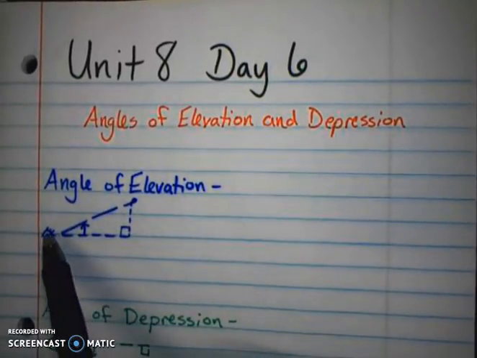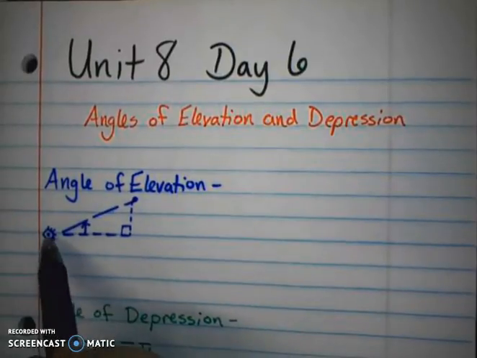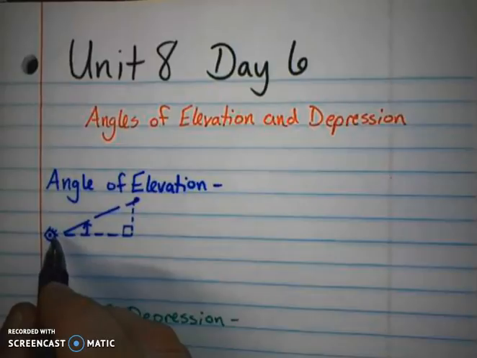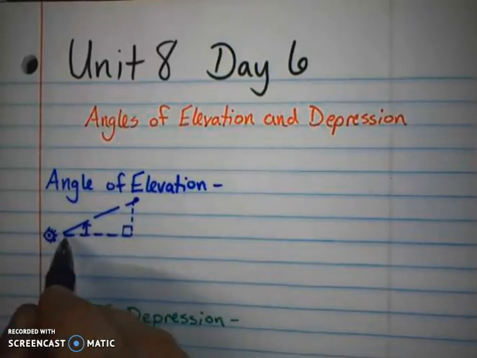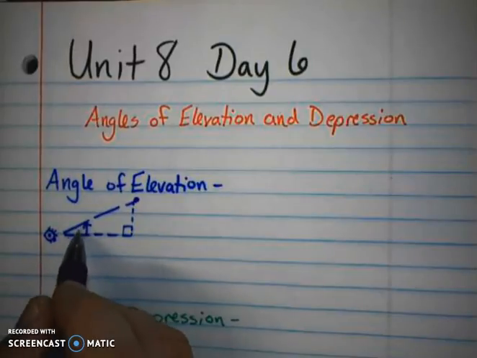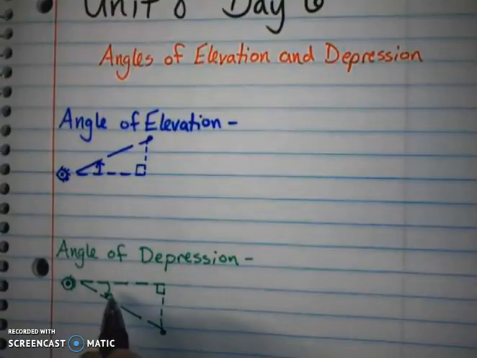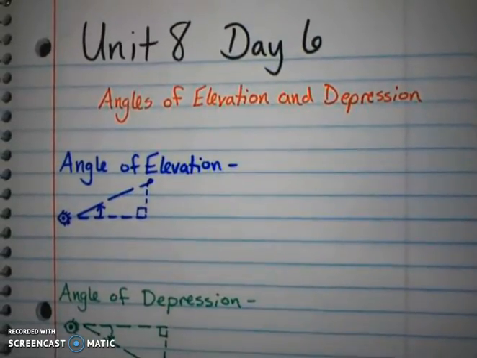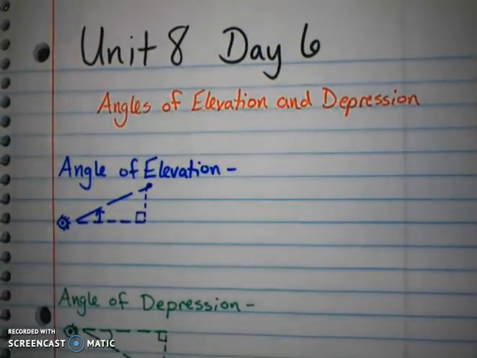Okay, and so when we have an angle of elevation, and these are my attempts at an eye, when we look at a point above that horizontal line from our eye, when we look up to a point above, we're forming an angle of elevation. And then when we look down from that horizontal, we get an angle of depression. So I'll give you some more in-depth definitions of those right now.